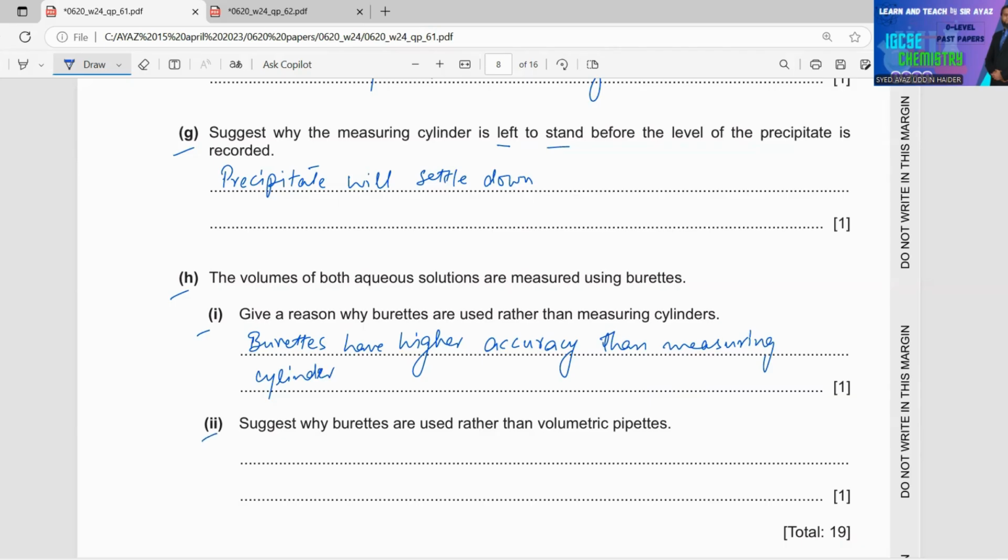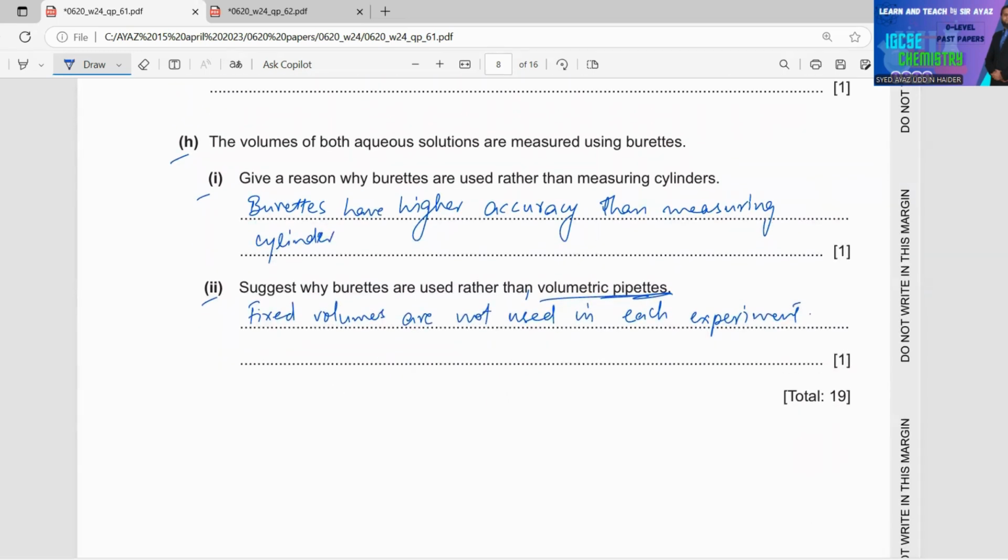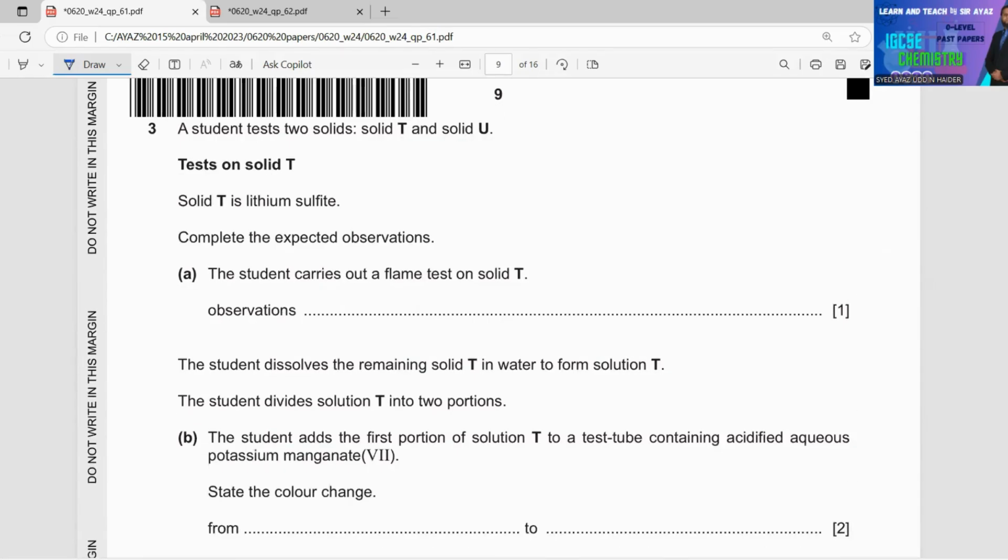Part 2. Suggest why burettes are used rather than volumetric pipettes. Volumetric pipettes are used for fixed volumes. So we don't need fixed volume in each experiment. So you write fixed volumes are not used in each experiment. You have to mention because we are carrying out more than one experiment and we are not using fixed volumes. We have variable volume.